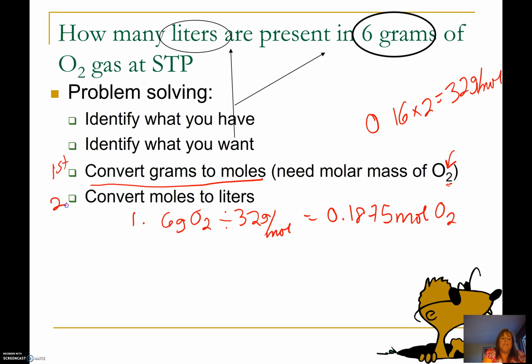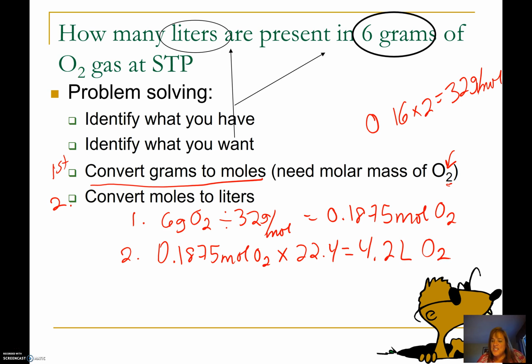Second step here is to convert from moles to liters. All right, let's do that. So when I have moles, we multiply. I multiply by my conversion factor to get to liters, which is my 22.4. So I'm going to take that 0.1875 moles of O2 and multiply by 22.4, and I get 4.2 liters of oxygen. How'd you do? Did you get it? All right, well, I'll see you in class.